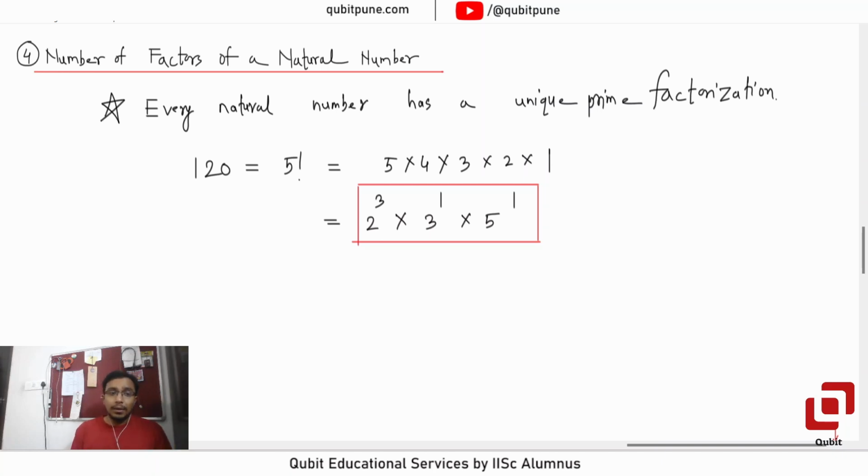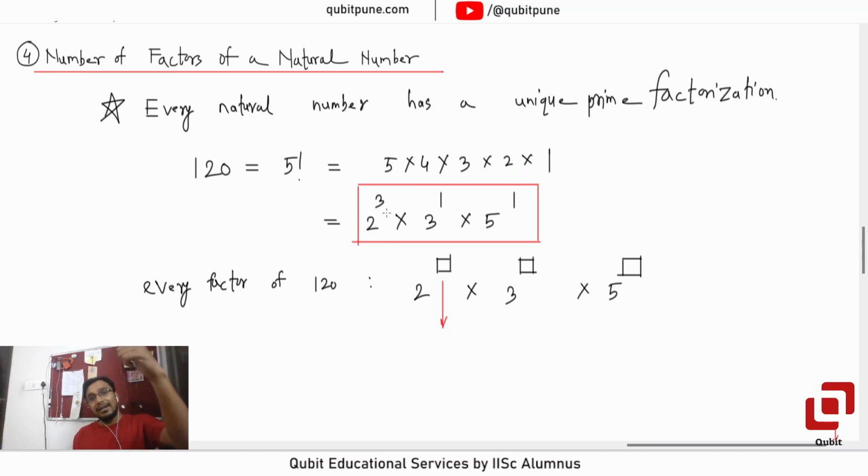Now, every factor of 120 is going to have some power of 2, some power of 3 and some power of 5. And what is the range here?